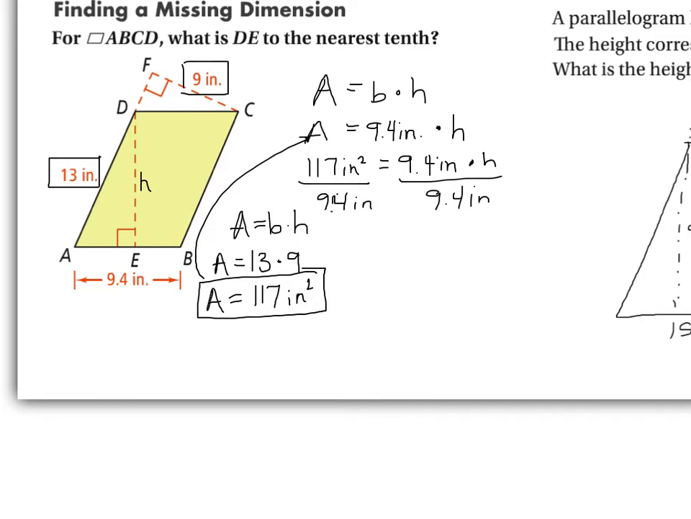And 117 divided by 9.4, if I round to the nearest tenth, I end up with 12.4. And I have 2 inches up top, 1 inch on the bottom, so those are going to cancel out, and I'm left with an inch. So 12.4 inches is the height. You will see a couple of problems like these on some homework.